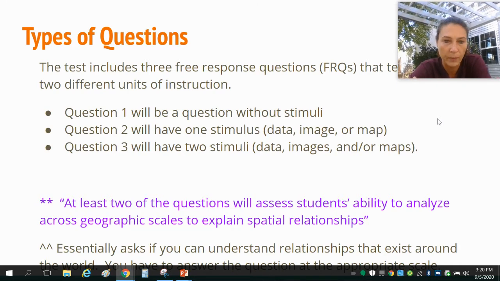But in general, AP designed these 3 questions very intentionally. Question 1 will be a question without a stimulus. So it's just going to be words on a page. There's going to be no pictures, no data, no nothing. Question 2 is going to have 1 stimulus. Question 3 is going to have 2 stimuli. Generally, question 3 is going to be the most challenging because it's going to require that you apply the 2 images. You're going to have to use the 2 images together to draw conclusions.